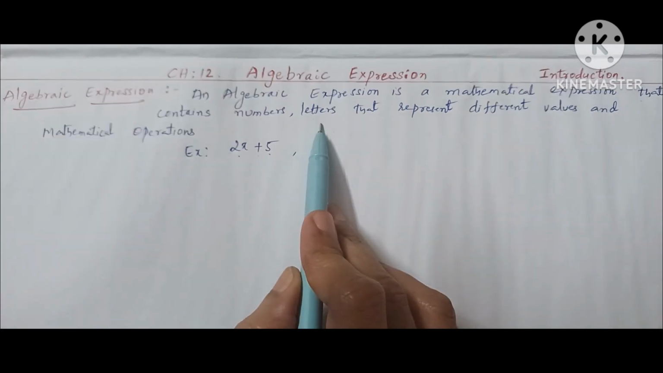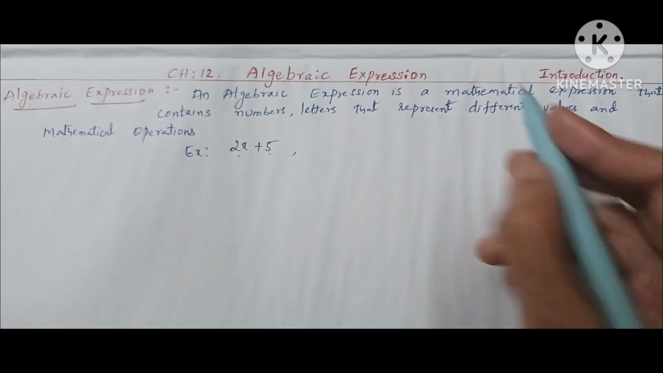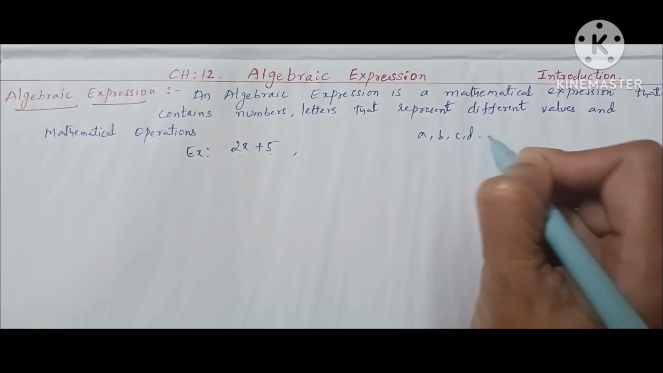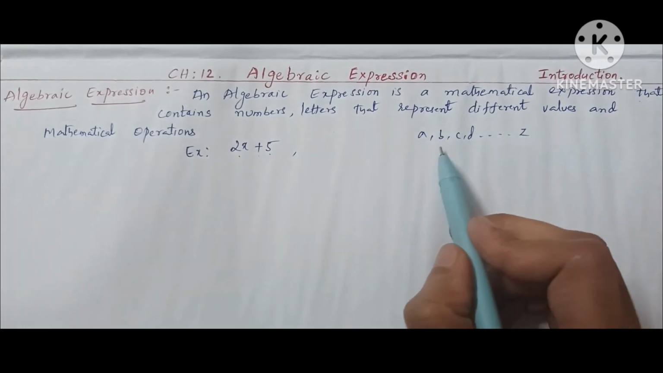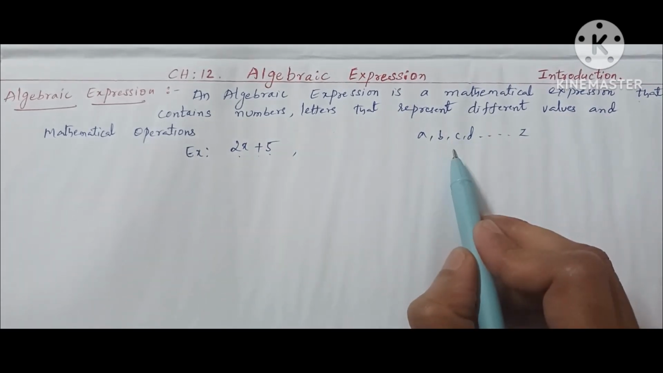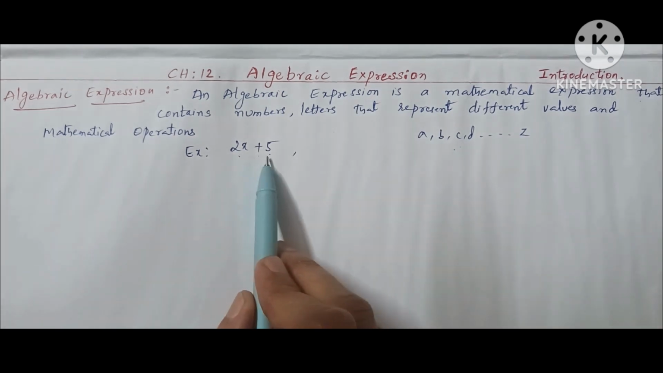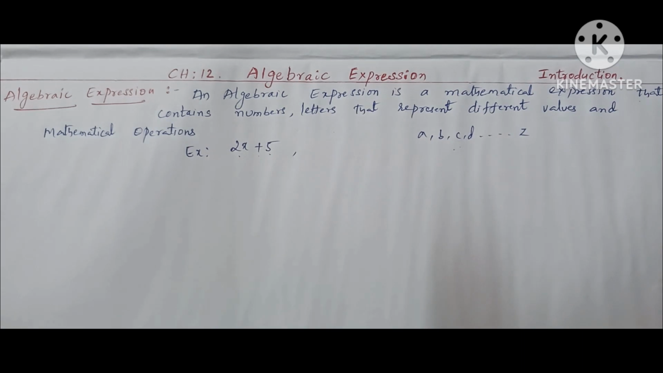Letters means alphabets. They may be A, B, C, D and so on till Z. These are all the letters. This is known as algebra. When this algebra is written in expression form, it is called an algebraic expression. Now, we will see the parts of the algebraic expression.